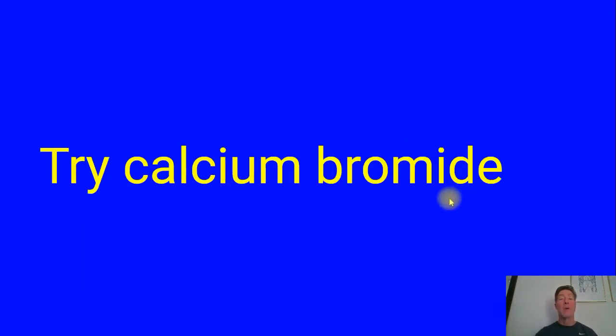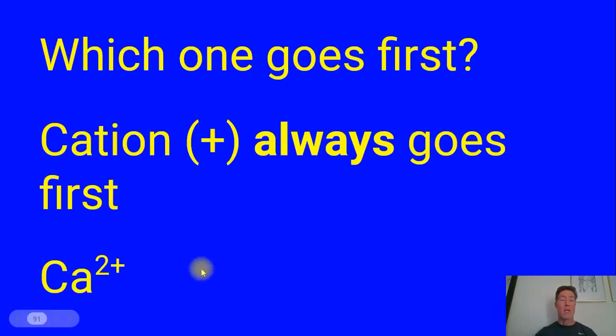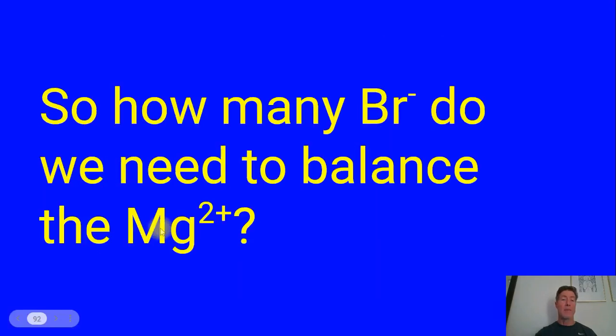Okay, let's try calcium bromide. Calcium is a +2. We can see that from its position. It is a group 2 metal. And bromide is a -1. We can see that from its position as one of the halogens in group 7. So now we're going to list them. Cation, anion, balance the charges. How many bromides are we going to need? Oh, so cation first, right? How many bromides are we going to need to balance out the calcium?